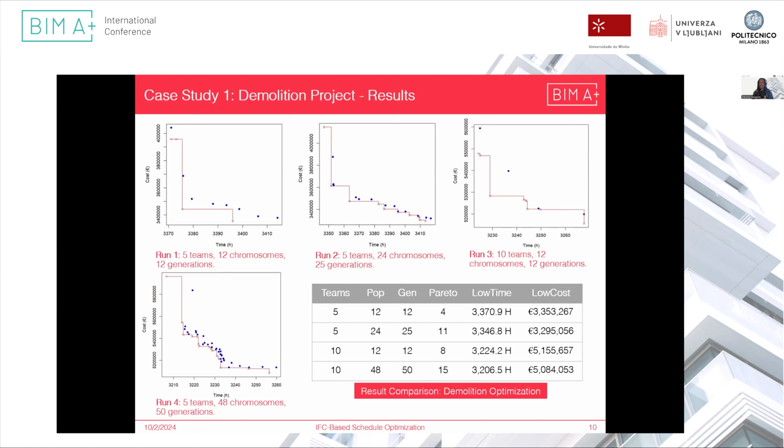We are getting more optimized time results. Here we had a Pareto optimal set of 8, showing that when resources are increased, they will also increase the value of the results. So with these first 3 runs in mind, a 4th run was done with 10 teams, a population of 48 and 50 generations. This resulted in 15 Pareto optimal solutions and the lowest time and lowest cost yet.